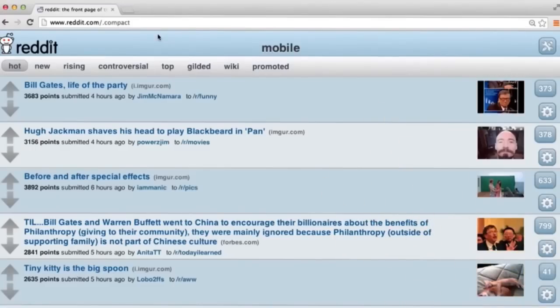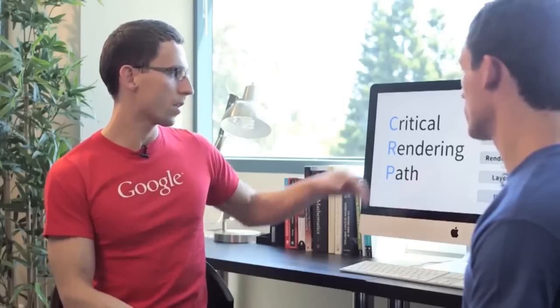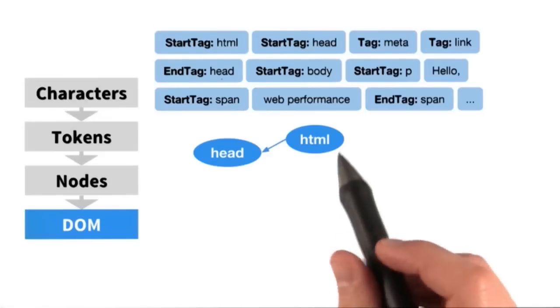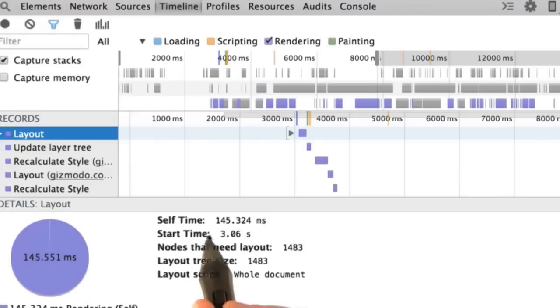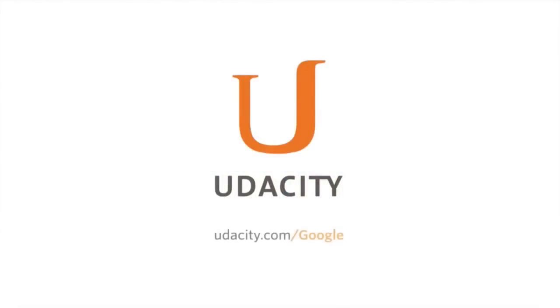Website speed is a feature. Web performance optimization, developed with Google, explores performance patterns for world-class site speed. Dive into the critical rendering path, uncovering how browsers convert HTML, CSS, and JavaScript into actual pixels on the screen. You'll learn how to leverage recommendations from PageSpeed Insights and data from Google Chrome's developer tools to immediately boost website performance. For more information, visit udacity.com/Google.